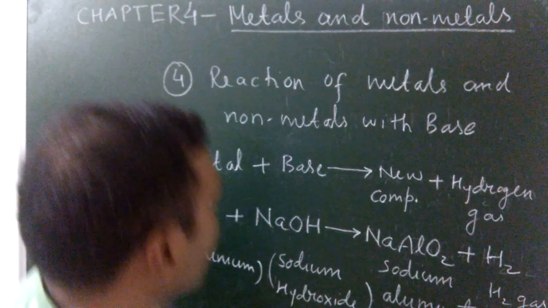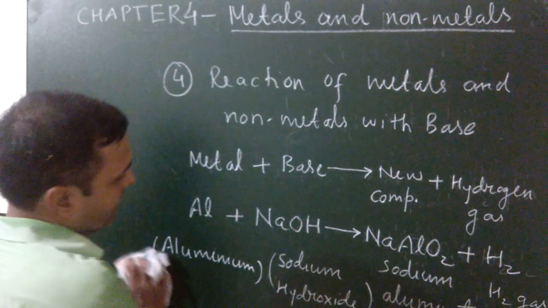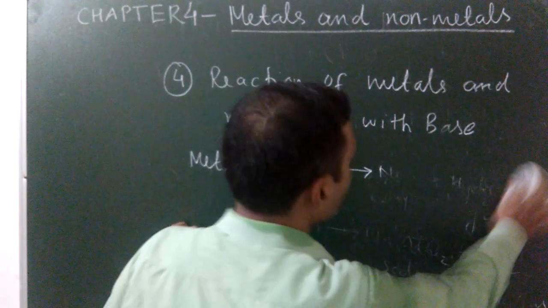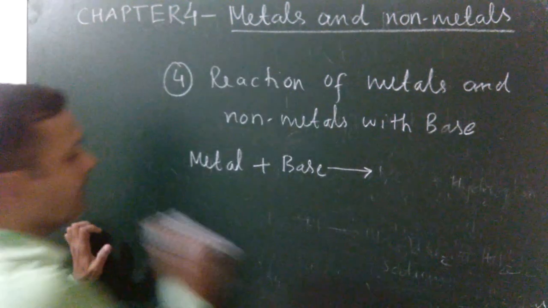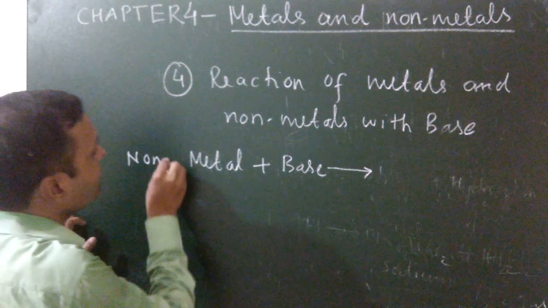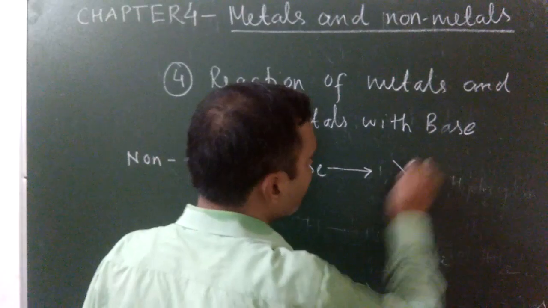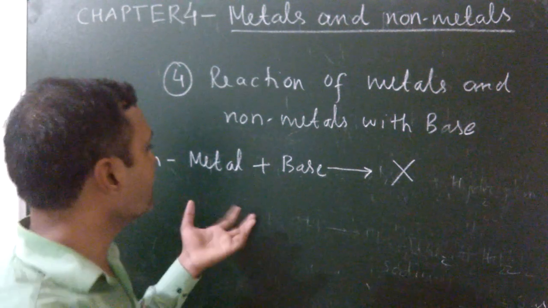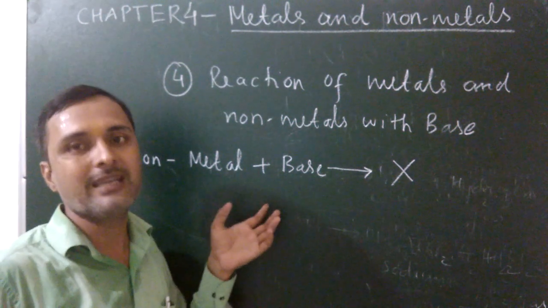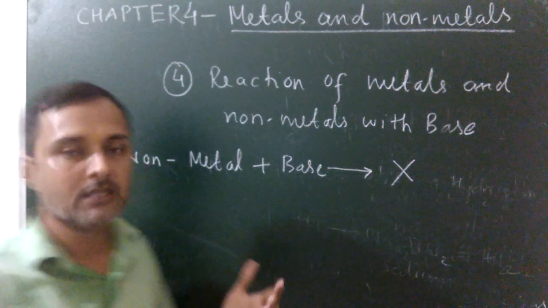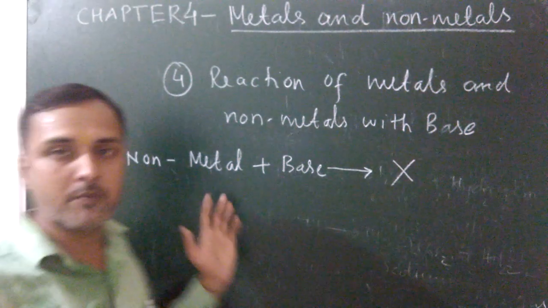Now next one, reaction of non-metals with base. Generally, non-metals do not react with base. You will read the chemical reaction in higher classes, but generally non-metals do not react with the base. Okay. Now see, the chemical properties are over.